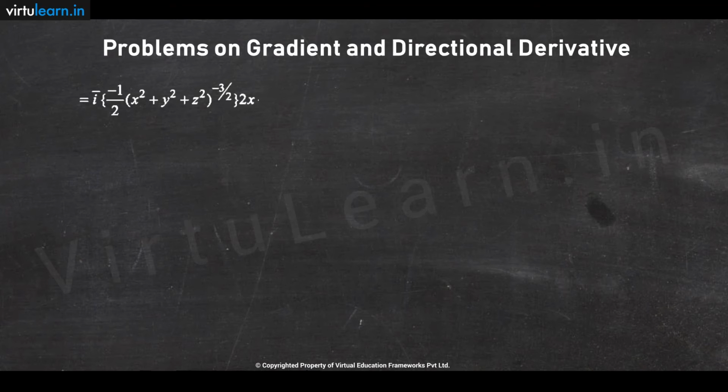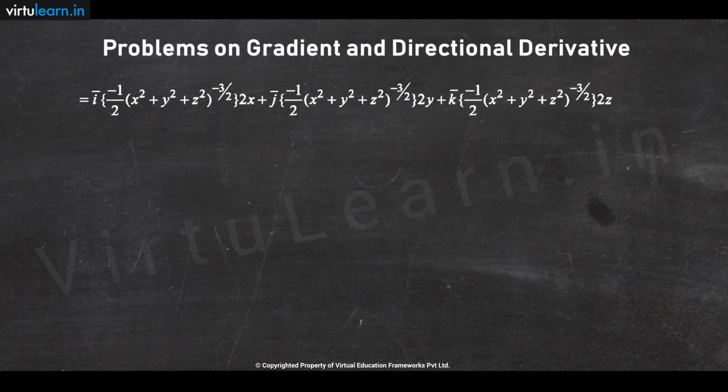Let's directly write down the derivatives so that the gradient of 1 by r becomes i bar into minus 1 by 2, x square plus y square plus z square to the power minus 3 by 2 into 2x, plus j bar into minus 1 by 2, x square plus y square plus z square to the power minus 3 by 2 into 2y, plus k bar into minus 1 by 2, x square plus y square plus z square to the power minus 3 by 2 into 2z.